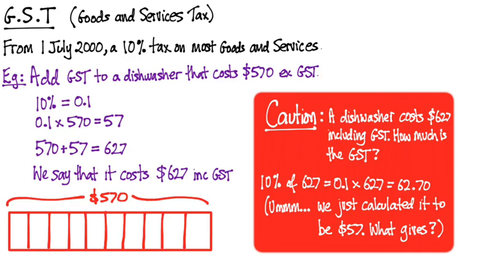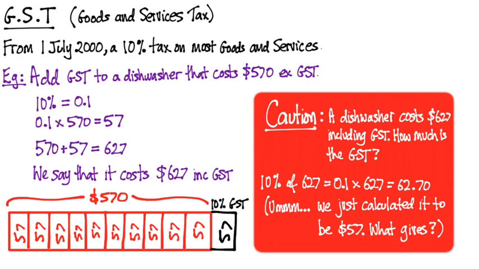Just if we imagine going back to the original 570, if we split that up into 10 pieces, each piece being 10%, we'd get 10 lots of $57. Okay? We take one of those, which are 10%, and we add it, because that's our 10% GST. So 10% of the non-GST price gets added. That all comes up to $627.